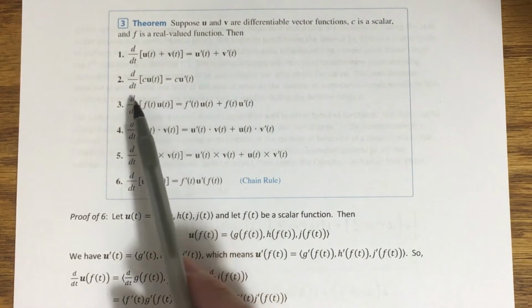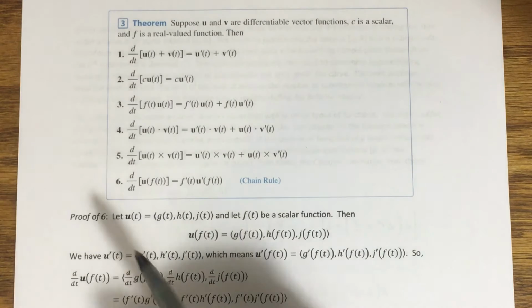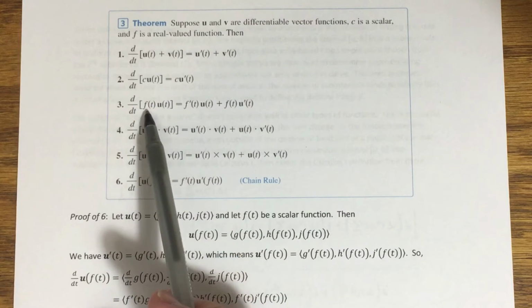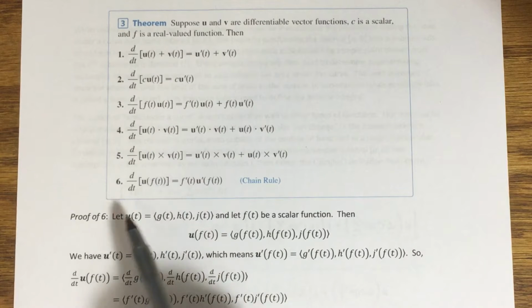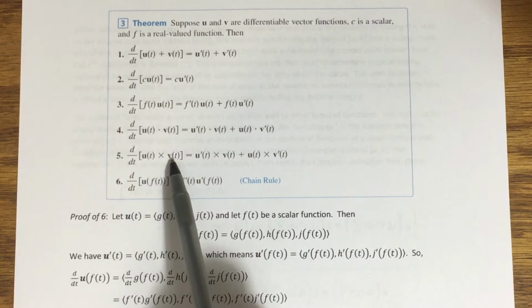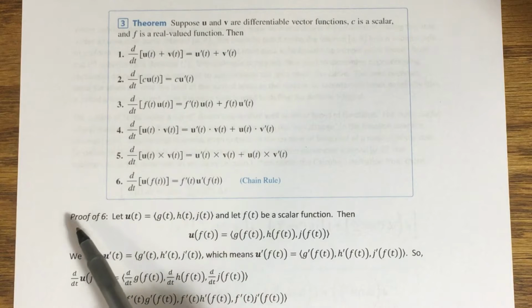What we see in properties 3 through 5 is three different versions of the product rule. And the reason we have three different versions of the product rule is because there are three different types of products that we can talk about with vector functions. We can be either multiplying a vector by a scalar, we can be taking the dot product of two vectors, or we could be taking the cross product of two vectors. And I want to be really, really careful with thinking about what each of these represents here.